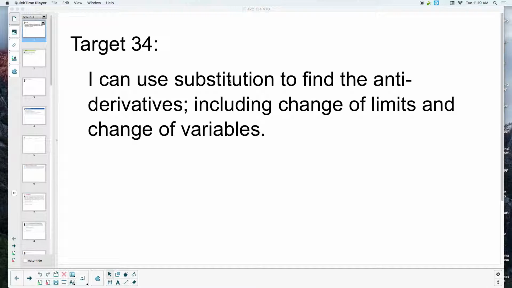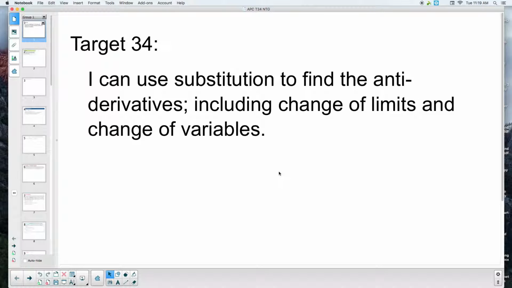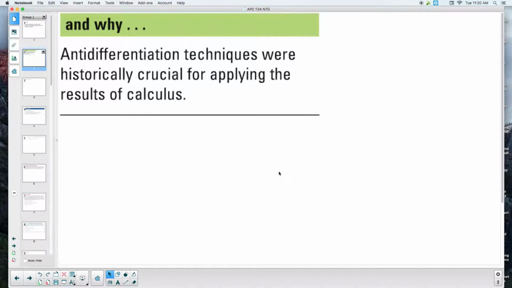So first off, we've got the generic why. Anti-differentiation techniques were historically crucial for applying the results of calculus. All right, now here's the real why. We don't have a lot of backwards anti-differentiation techniques. There's no opposite of the product rule. There's no opposite of the quotient rule. So far, the only other rule we have for a derivative is the chain rule. Well, guess what? This is basically the opposite of the chain rule, where you have the derivative of the inside, derivative of the outside, and so on.